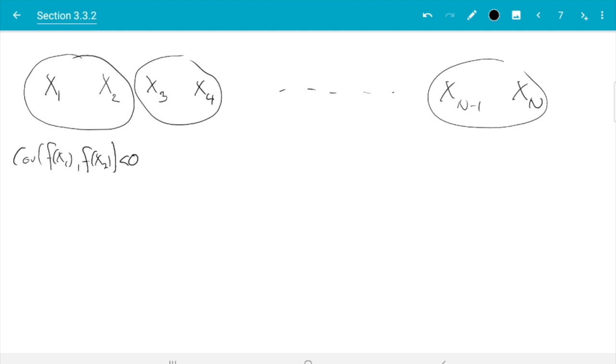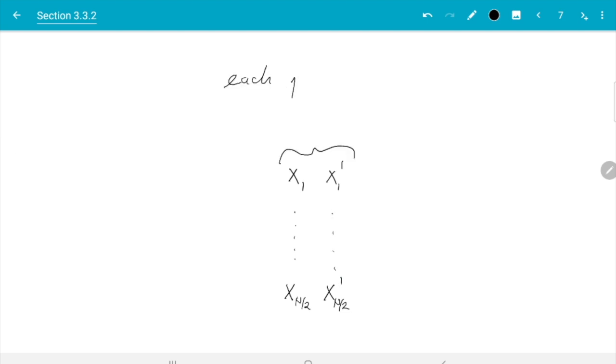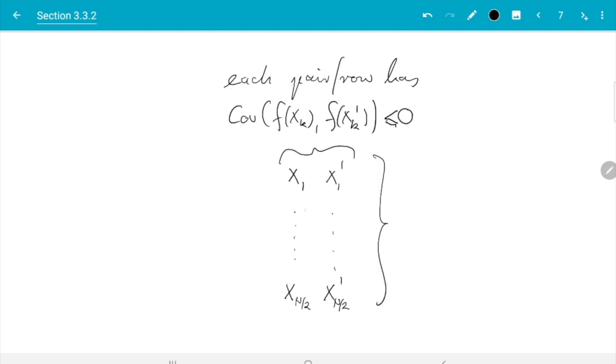These pairs are called antithetic pairs. We write them in groups. I change notation a bit. So let's say we do x1 and x1 prime, that's the other one in the pair, up to xn over 2 and xn over 2 prime, that is n in total. And each pair or each row has covariance f of, say, xk and f of xk prime negative. But the rows that correspond to the different pairs, the rows are independent. That's how we generate our samples. We generate pairs. The pairs are generated together. They are dependent and they have negative covariance. But between the pairs, there is no correlation. So each pair is independent of all other pairs.